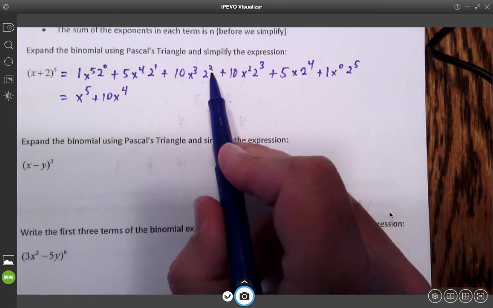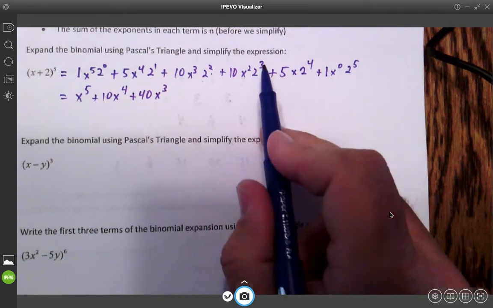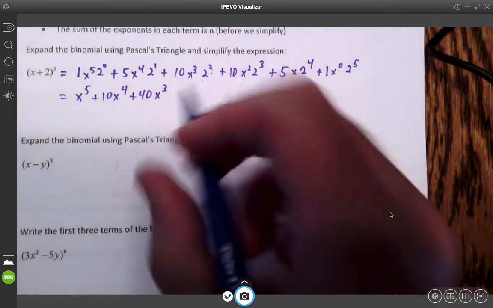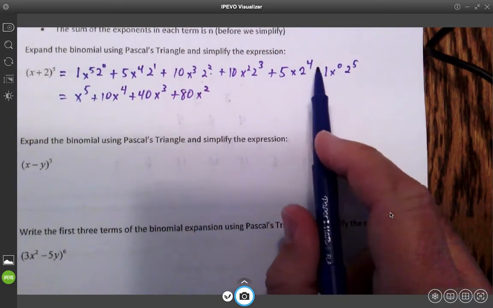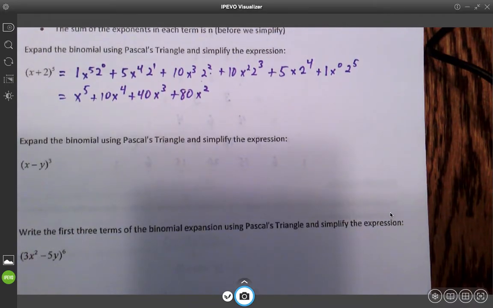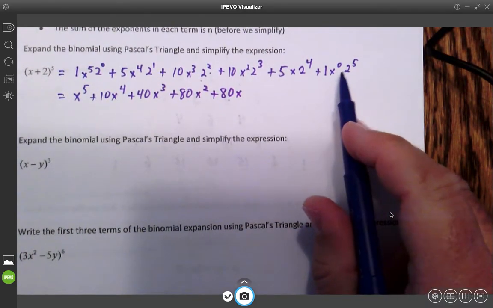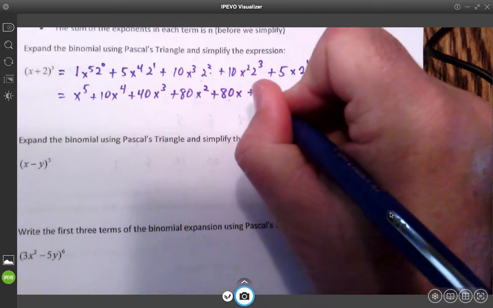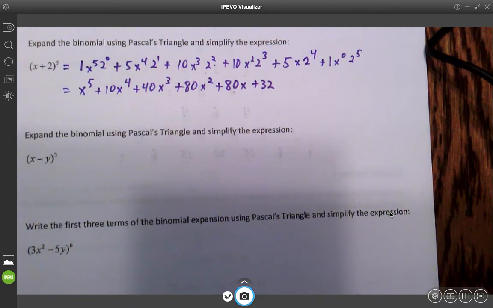What's 2 squared? 4. 4 times 10, 40x cubed. What's 2 cubed? 8. 8 times 10, 80. 2 to the fourth, that's 16, times 5, that's also 80. And then we have x to the 0, which is 1, times 2 to the fifth, which is 32. And voila, we just used Pascal's triangle to do the binomial expansion of x plus 2 to the 5th power. Kind of a shortcut there, isn't it?